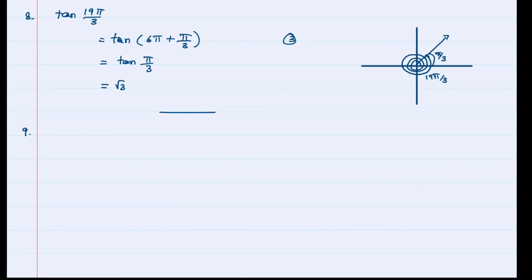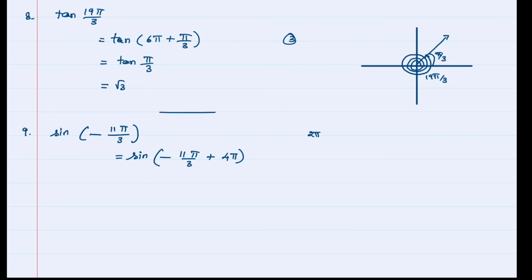Ninth question, sine of negative 11 pi over 3. If the angle is negative, we will add the complete number of revolutions. So, the closer number 12 by 3, which is 4. So, I am adding 4 pi. 4 pi is 2 complete revolutions. 2 pi is 360 degrees, 1 revolution. So, 4 pi is 2 complete revolutions.